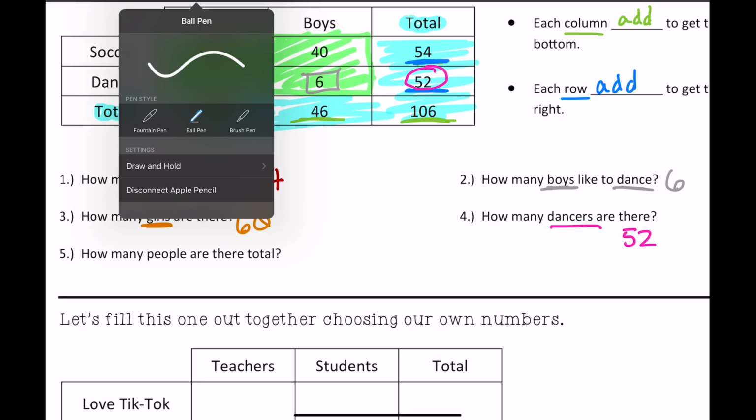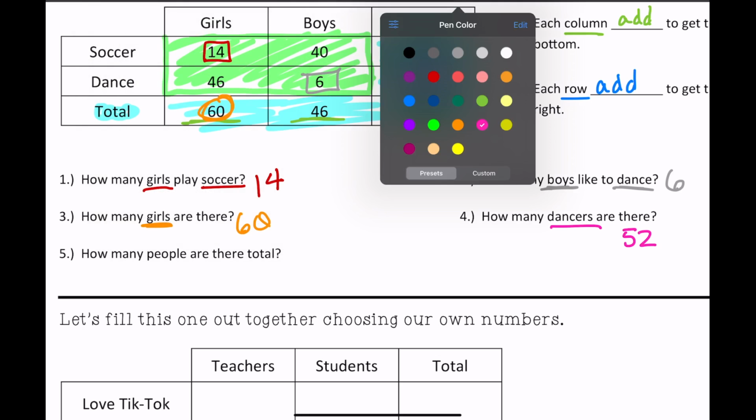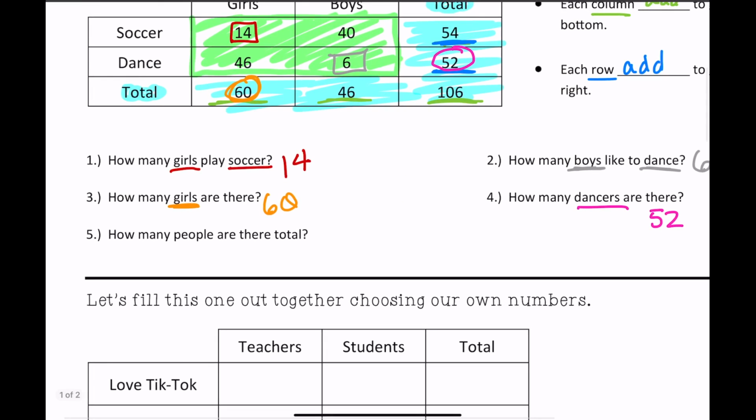This one's my favorite question. It's the one that trips people up all the time. How many people are there total? Well, whenever you get a question that says how many people there are total, and it doesn't give you any type of information, this is what I call your super total, which is going to be 106.